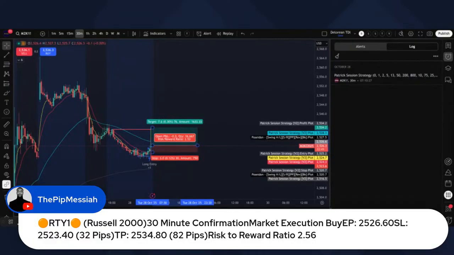And take profit at 2534.2. That's for 76 pips.